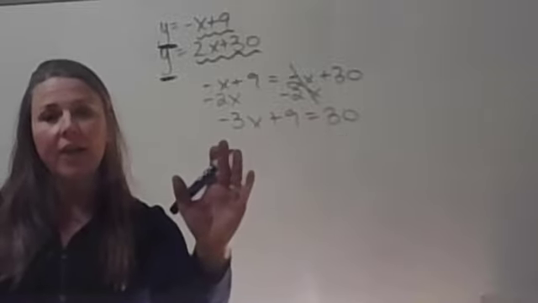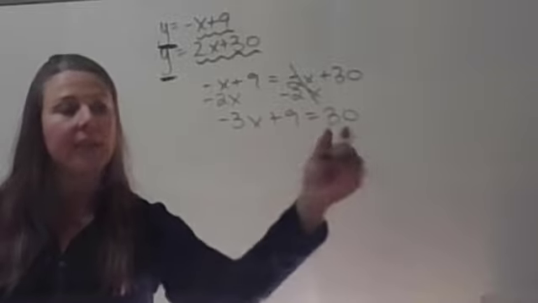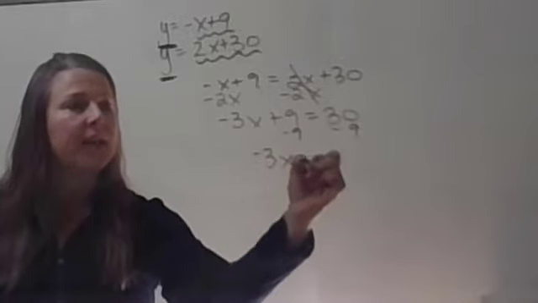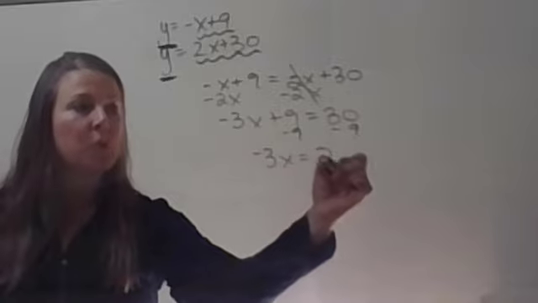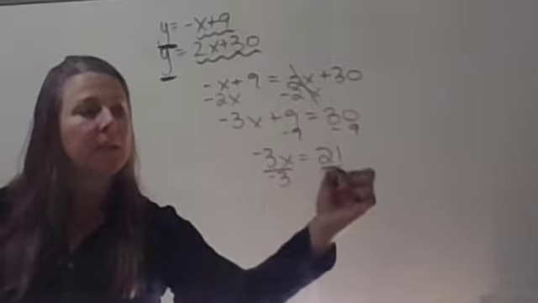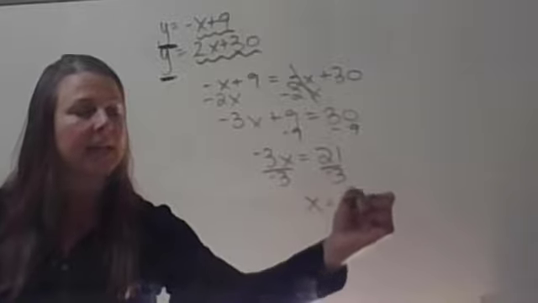Now that the letters are on the left, the numbers need to be on the opposite side. So we're going to subtract 9. So negative 3x is equal to 21. And then when you divide by negative 3, you're going to get x equals negative 7.